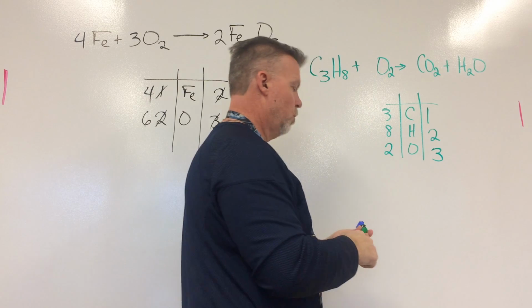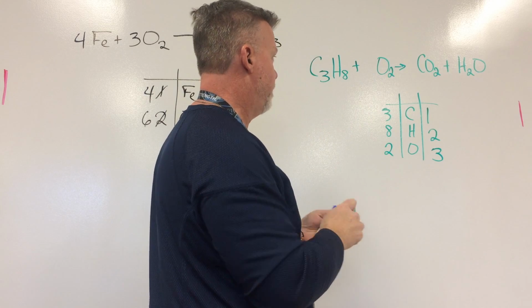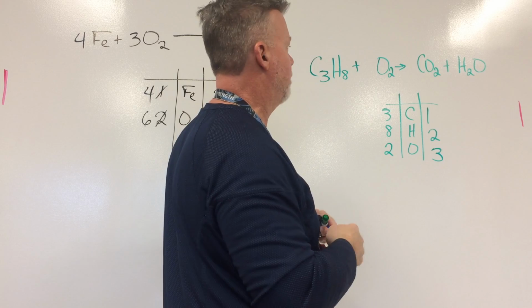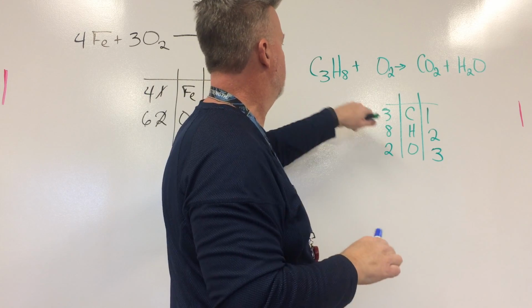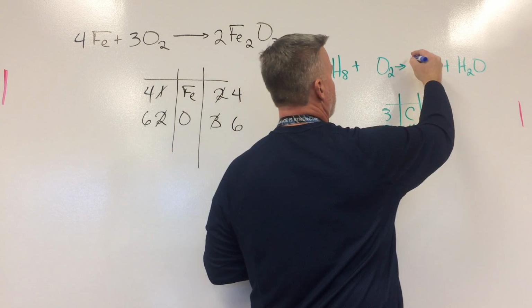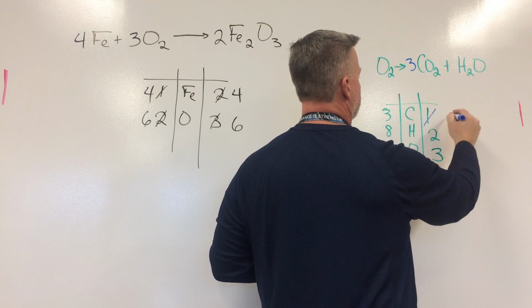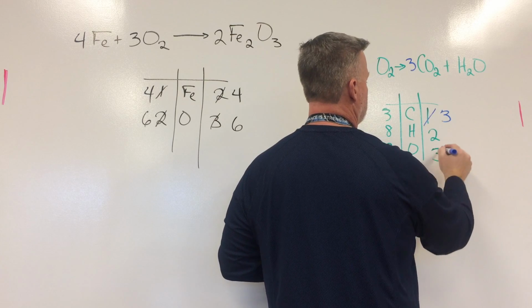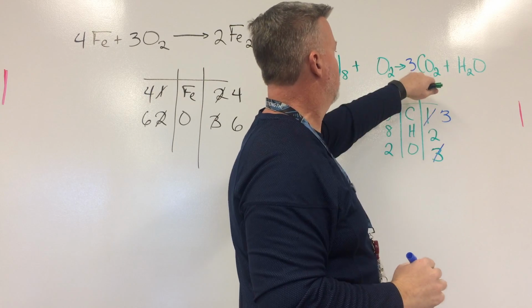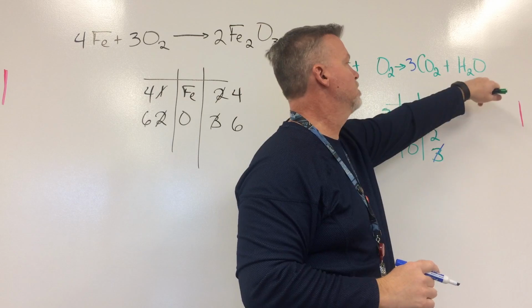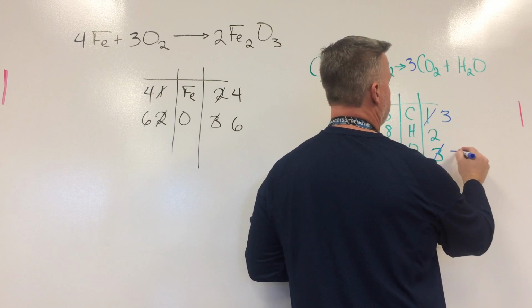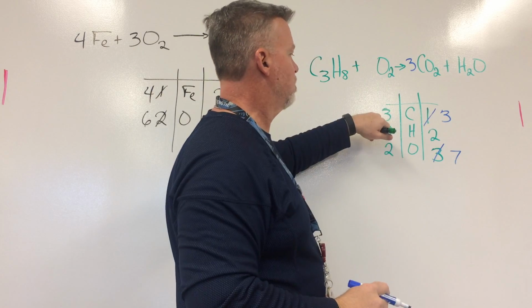Okay, so right off the bat, I'm going to change my carbon on my CO2 because I'm going to get it over to this 3 right here. So let's put a 3 here in front of our CO2. And what that's going to do is change this over to 3, and it's going to change my oxygens. So I've got 3 times 2, that's 6, plus the 1. That gives me 7 oxygens up there.